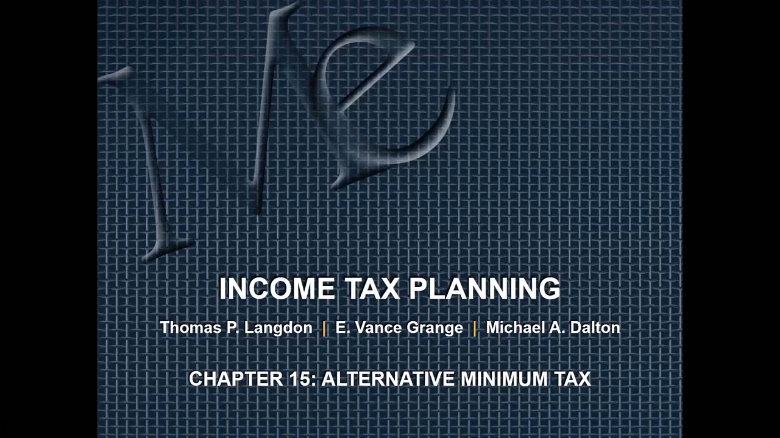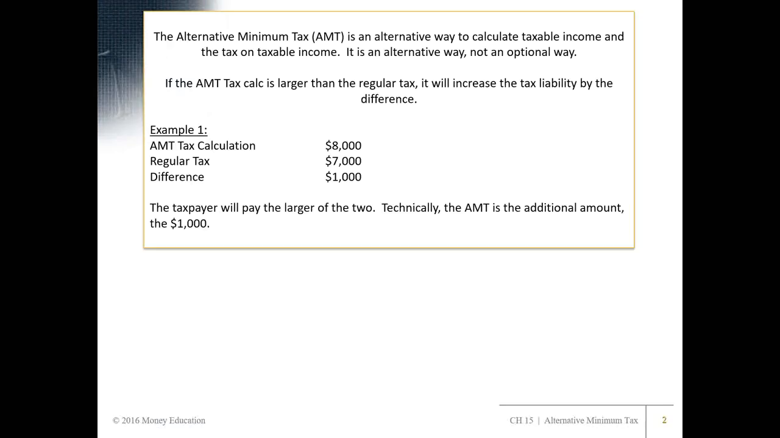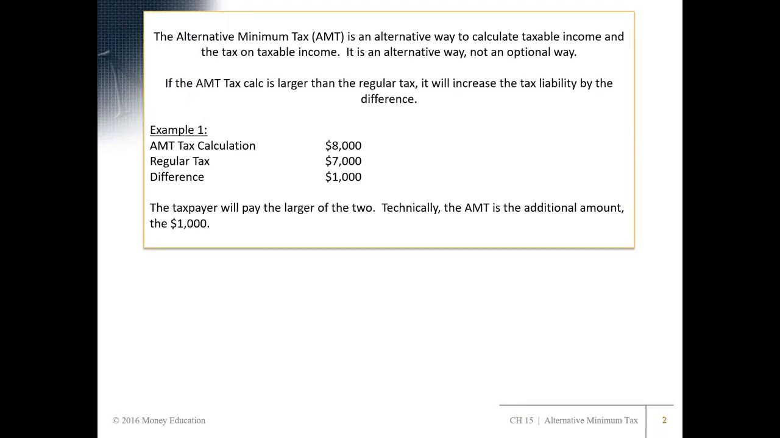Okay, the alternative minimum tax. You will be happy to know that we have another way of calculating tax liability. The alternative minimum tax is an alternative way to calculate taxable income and to calculate the tax on that taxable income. It's an alternative way, not an optional way.